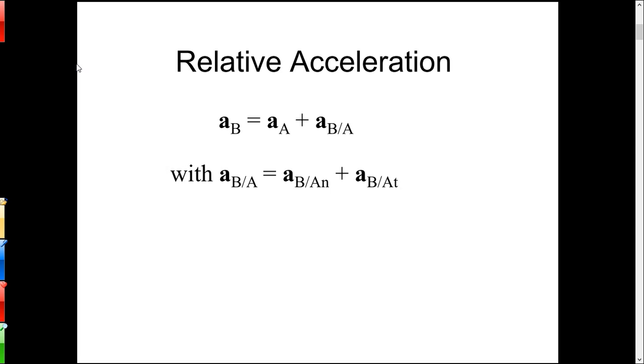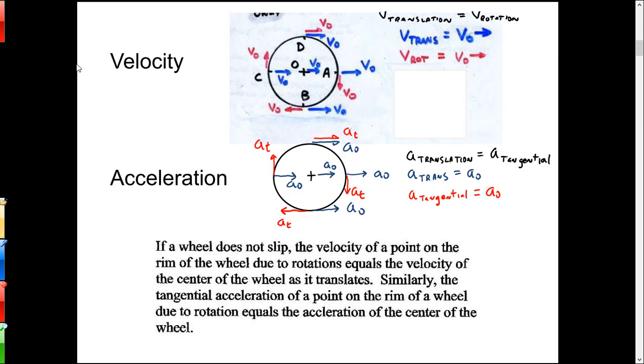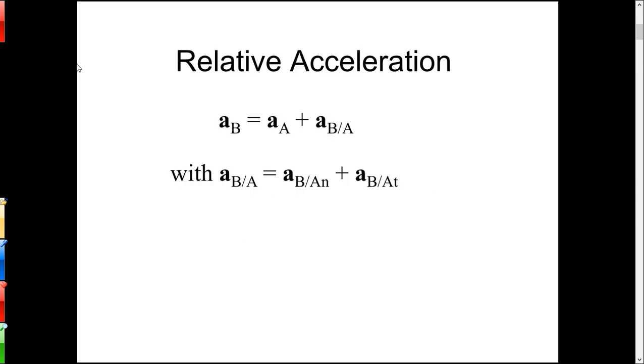Now the thing here is that relative acceleration, just like relative velocity, is caused by rotation. And since you've got an acceleration that's rotating, you're going to have two components there, a tangential and a normal. We're starting in on page 580. So the relative acceleration of b with respect to a is going to be a b/a normal plus a b/a tangential. So there can be two components of the relative acceleration that we have to deal with.